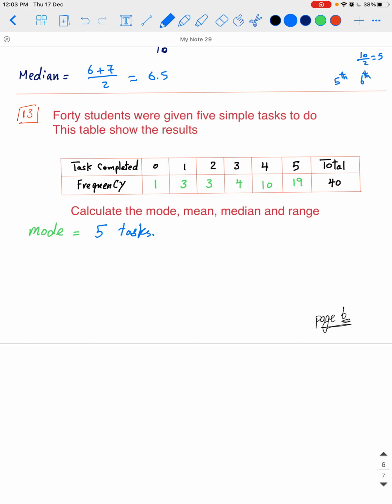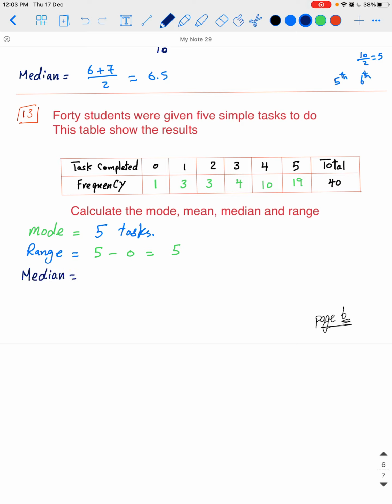After that, I need to calculate the range. It's easy. Range equals the greatest value, which is 5, minus the smallest value, which is 0. So 5 minus 0 equals 5. And let's also calculate the median and the mean. Let's calculate the median first. The median here is easy.